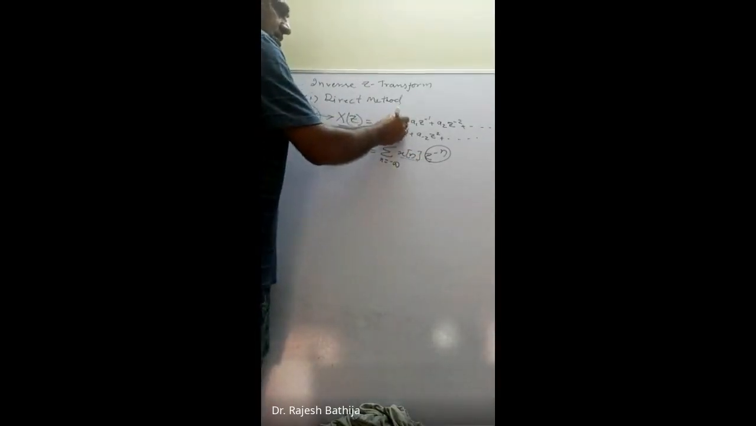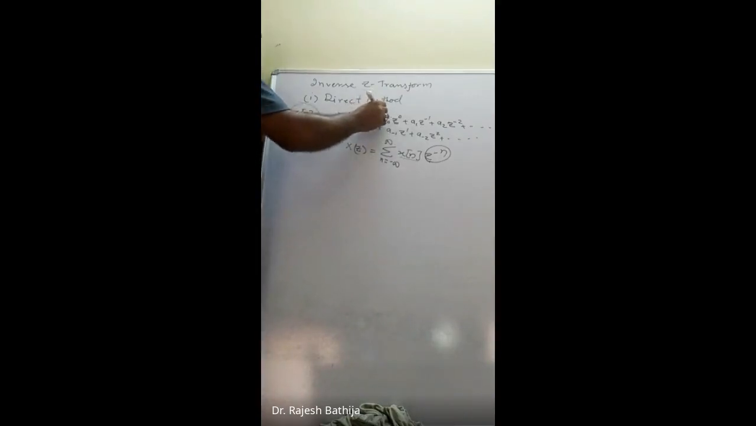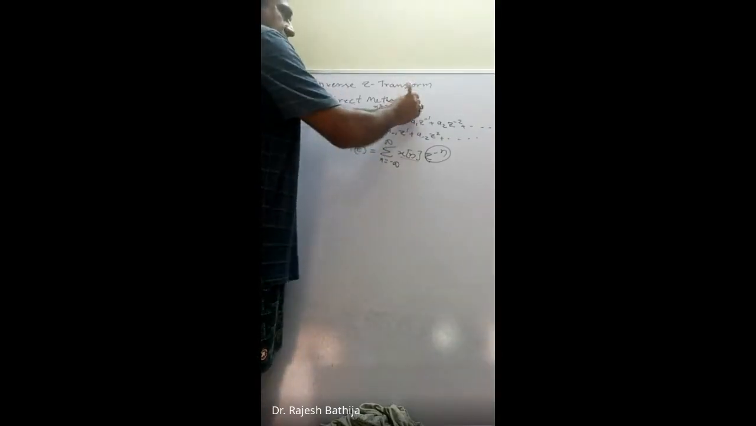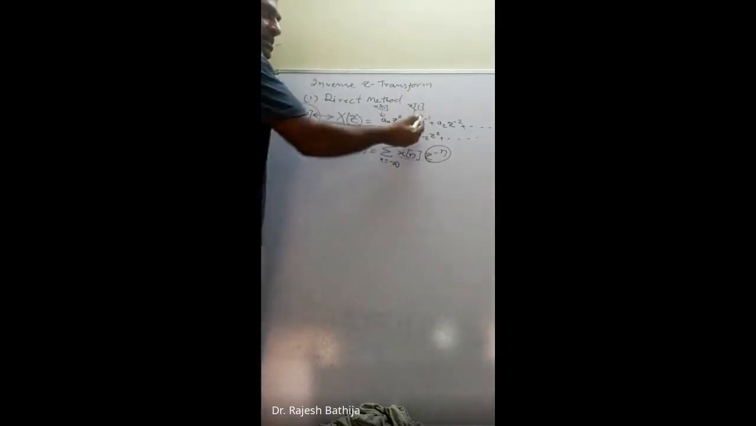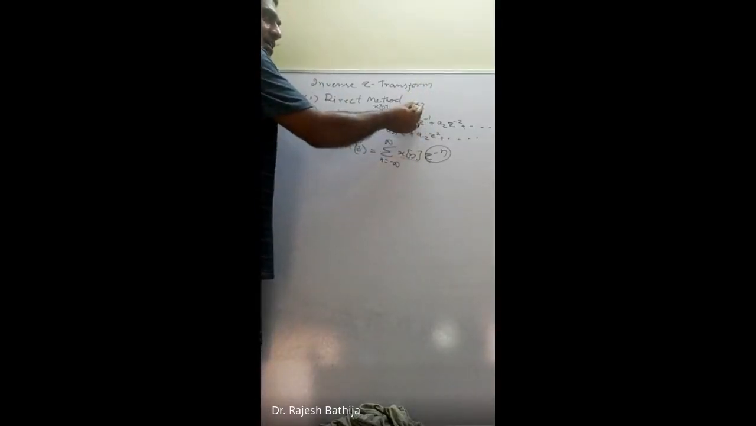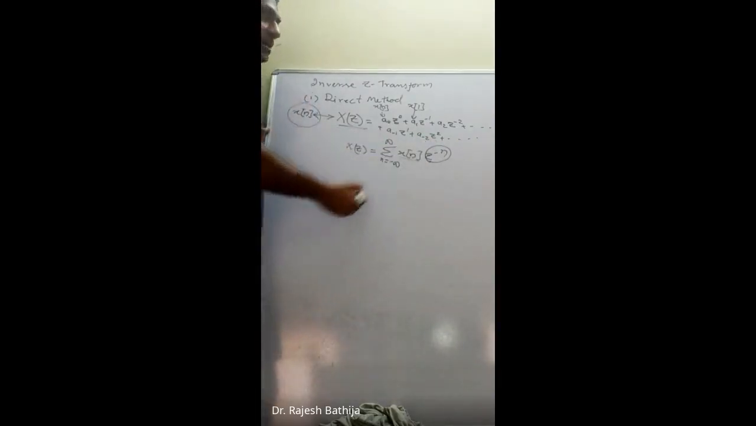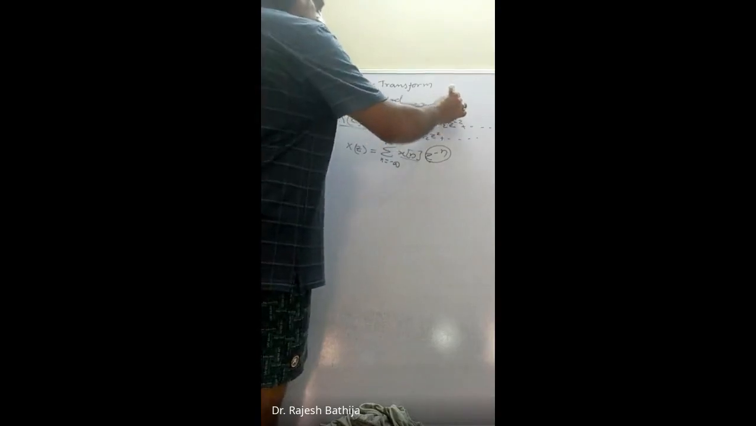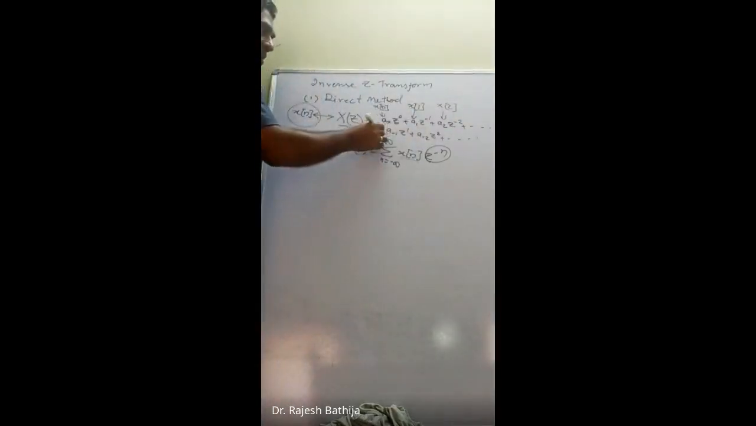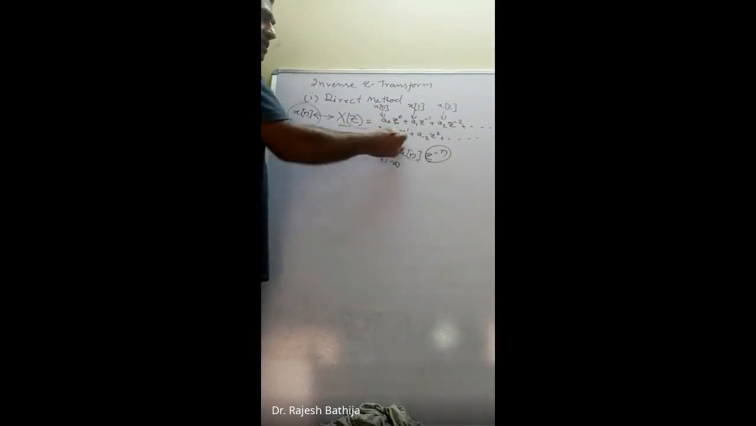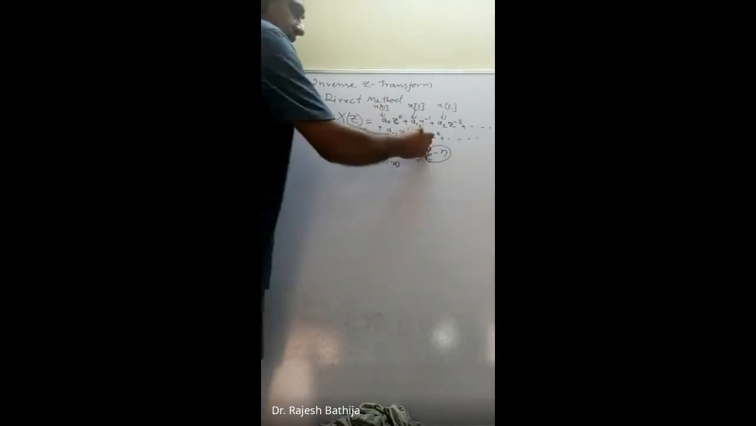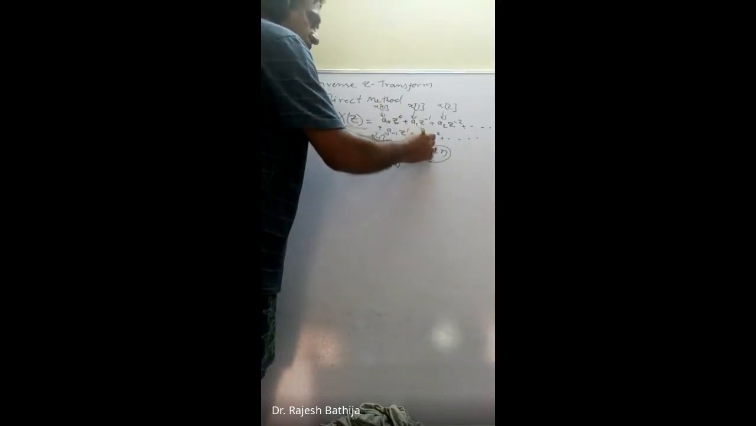So if I see this z to the power 0, this will be nothing but x of 0. a0 will be nothing but x of 0. Similarly, this a1 is nothing but x of 1. If it is negative power of z, then n will be positive. Similarly, this a2 will be x of 2 and so on. Similarly, this will be x of minus 1 because it is z to the power plus 1. Similarly, this will be x of minus 2 and so on.